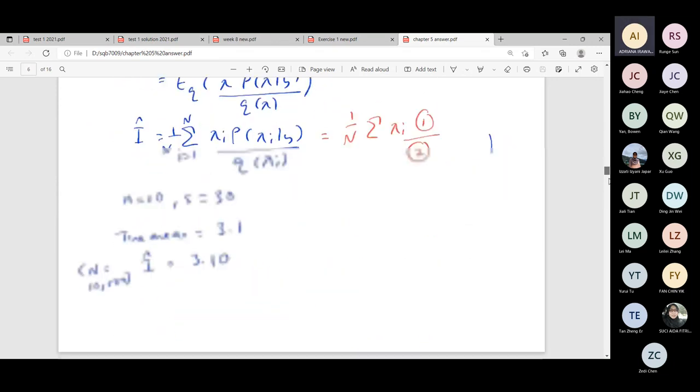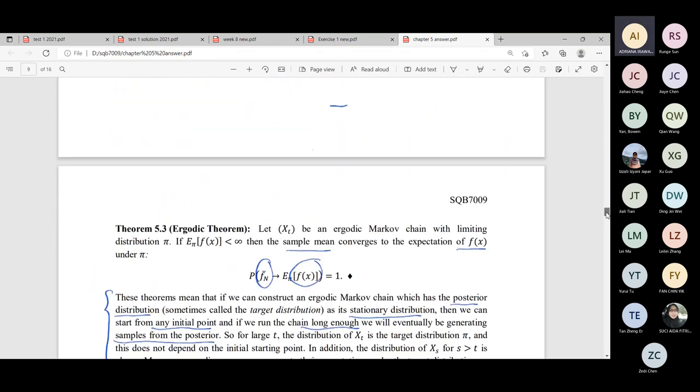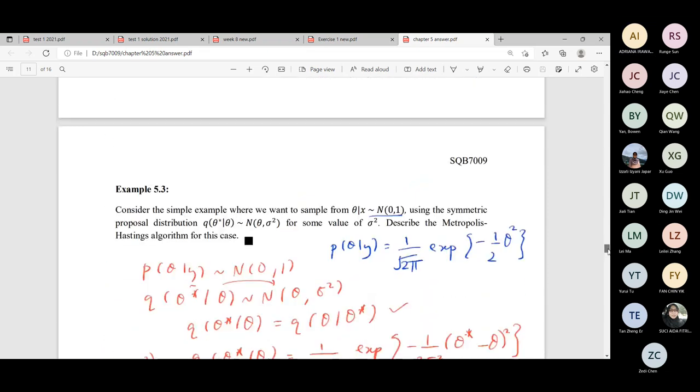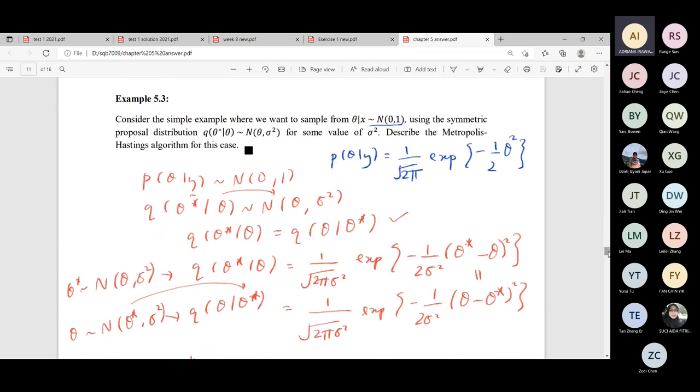It's 5.3. It should be your MCMC file. Yes, this one. Here you can see that in the example the mean is 0 and the variance is 1, but you can actually just put in a normal mu p, sorry, mu sigma square. So you can change your mean and variance.